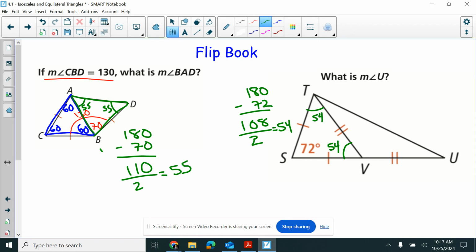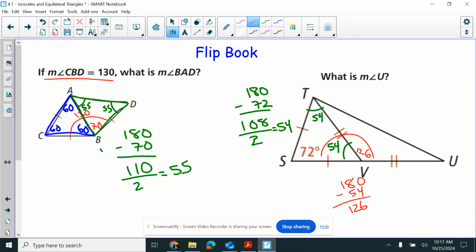Okay, now in this example, this angle and this angle together form a straight line. So they would have to be a linear pair. So if I do 180 minus 54, I get 126. So these angle relationships are still going to pop up, the ones that we did in Unit 2.